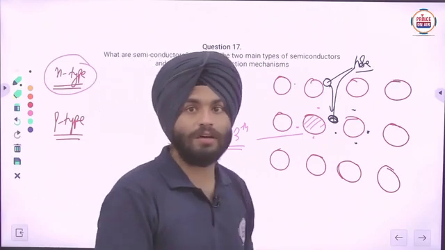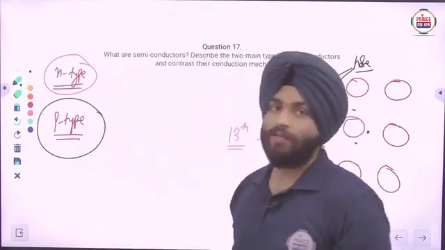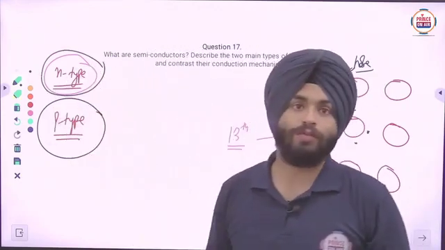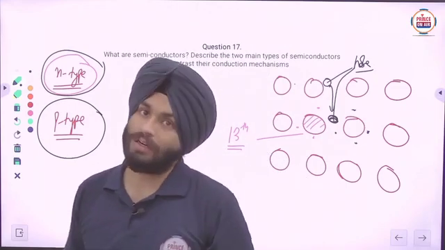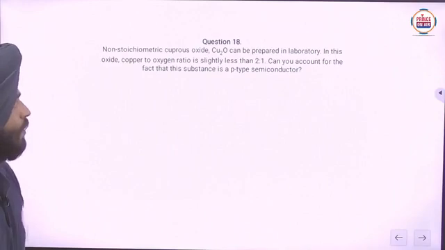Whenever there is conductivity due to holes, that type of semiconductors are known as p type, and whenever there is conductivity due to electrons or excess of electrons, that type of semiconductors are known as n type semiconductors. Okay. Now next question.